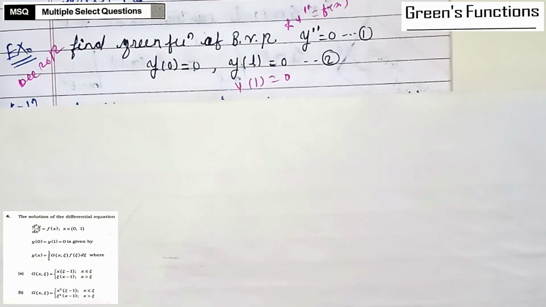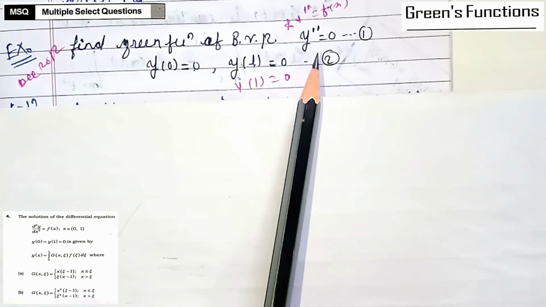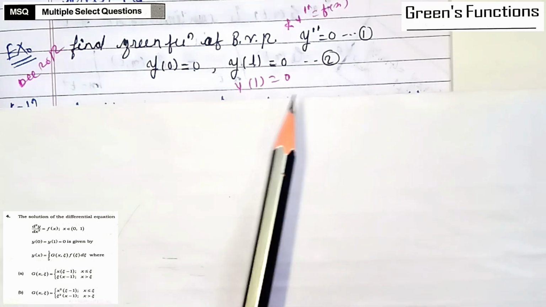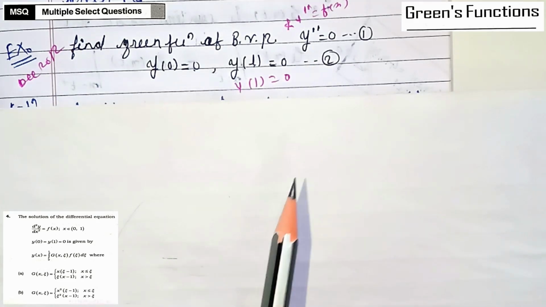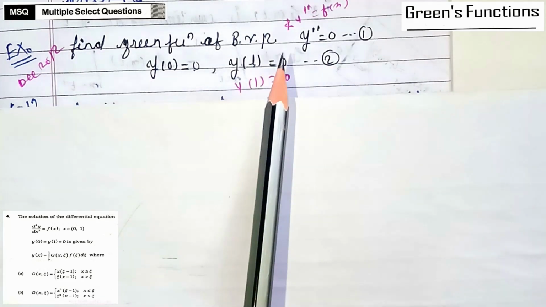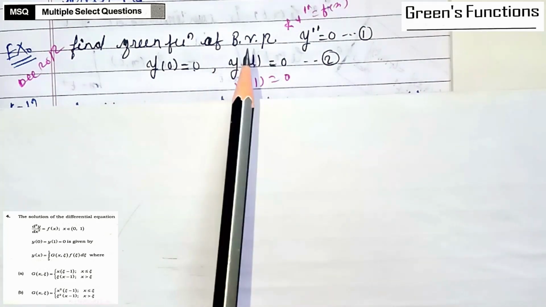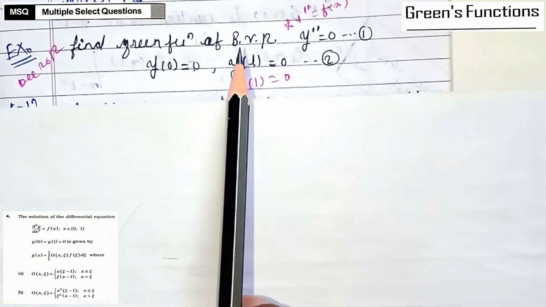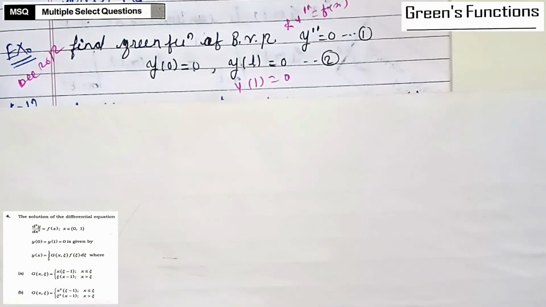Now let's check whether our boundary value problem has a unique solution, a trivial solution or not. If a trivial solution exists, then we say that our Green's function exists and is unique. So let's check whether our boundary value problem has a unique solution or not.